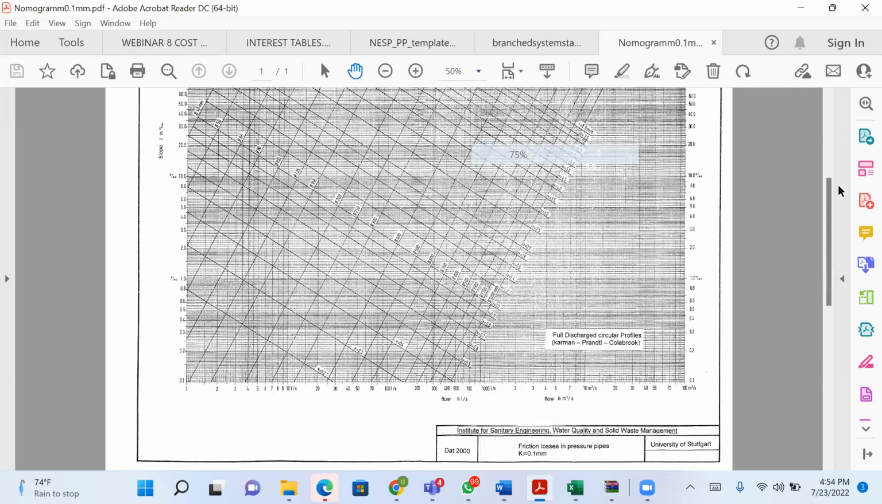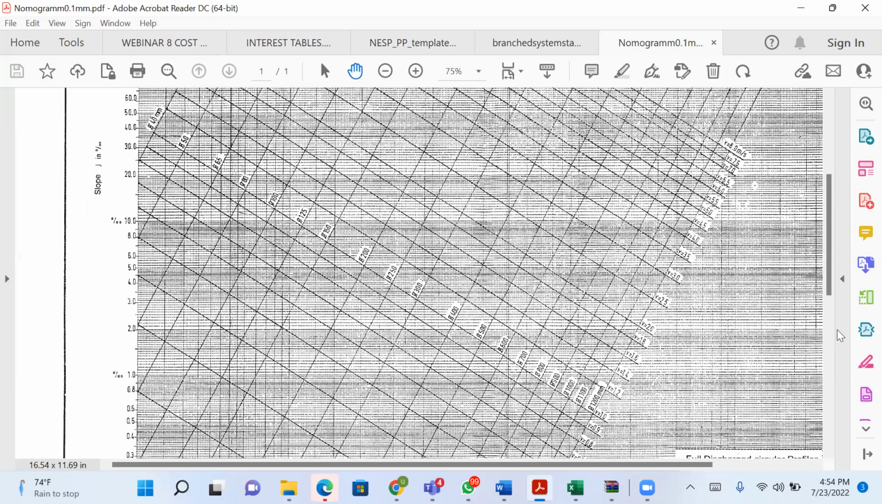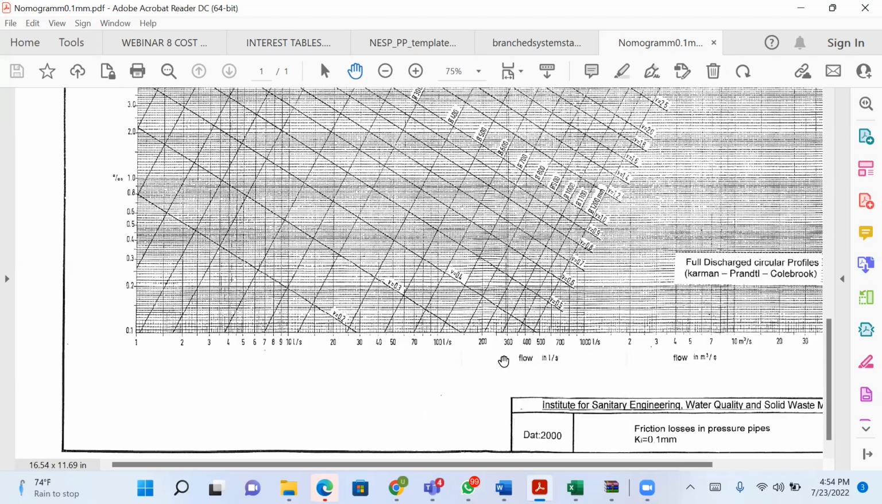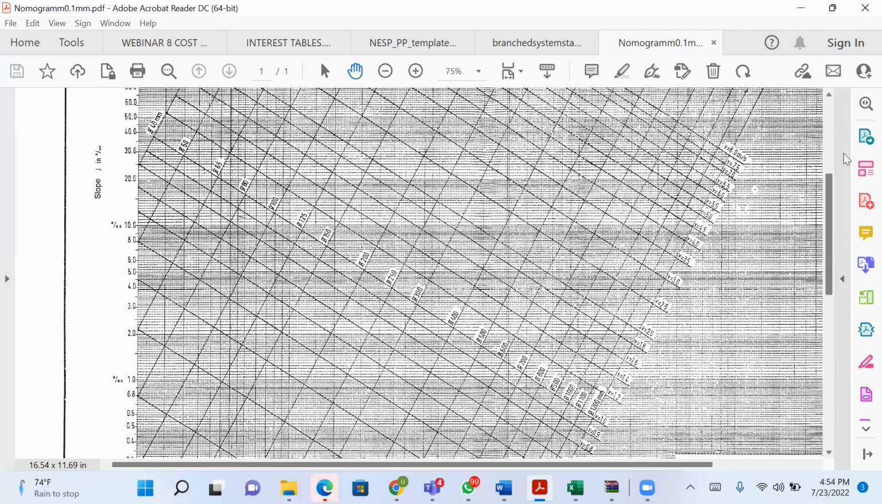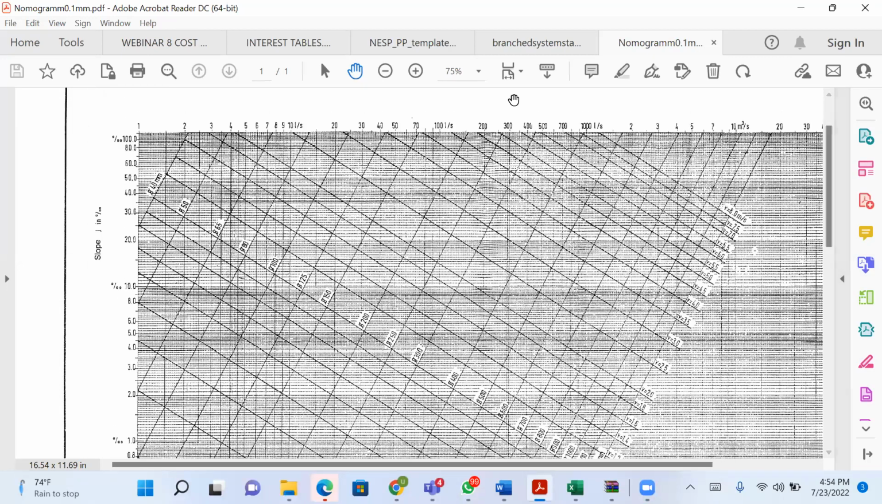Let me increase this to 25%. So on the horizontal is the discharge in liters per second, which is the smallest unit you can ever get water. On the vertical is in per mil. I will explain. Look at this very well. This is 0/00. This is not percentage. But we know that our slope always comes in percentage. So what you do is simply multiply this by 10.